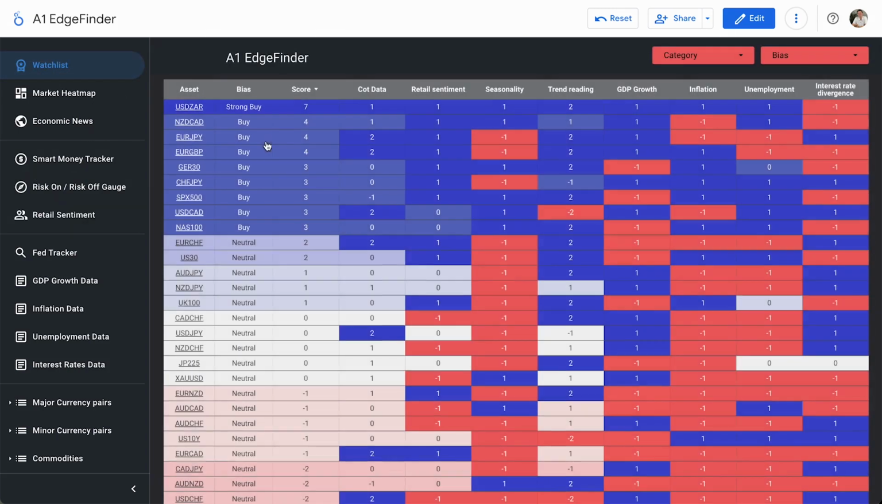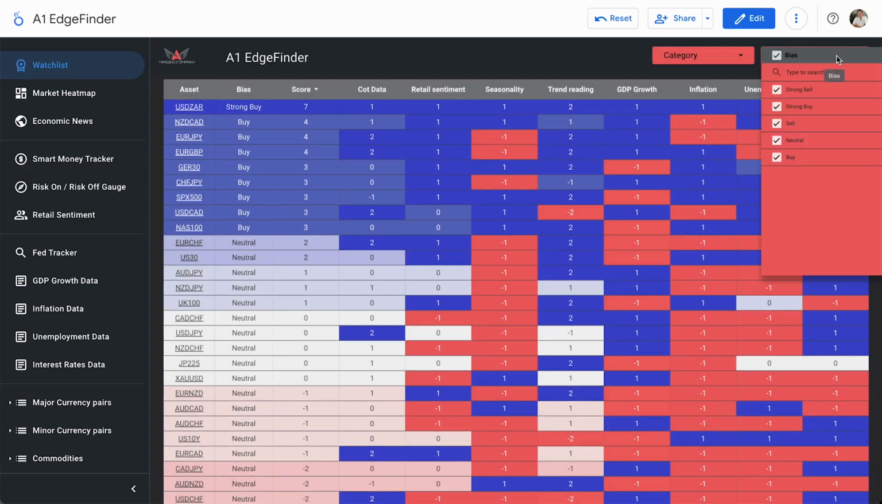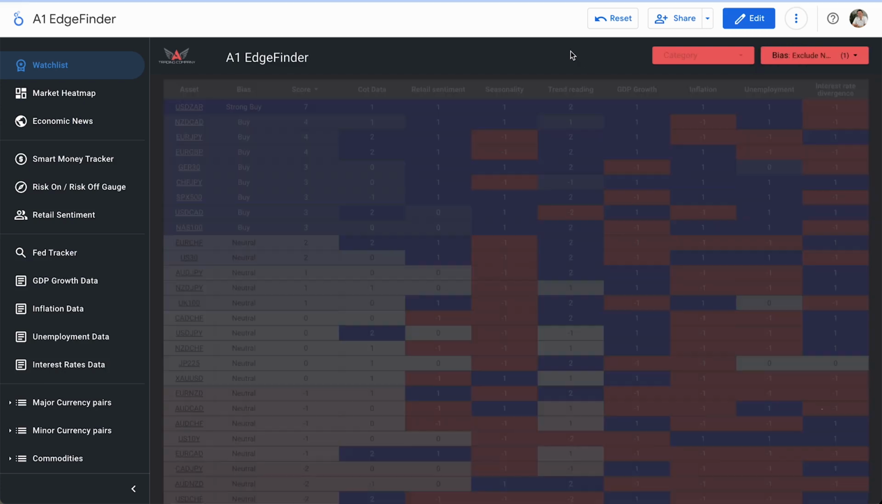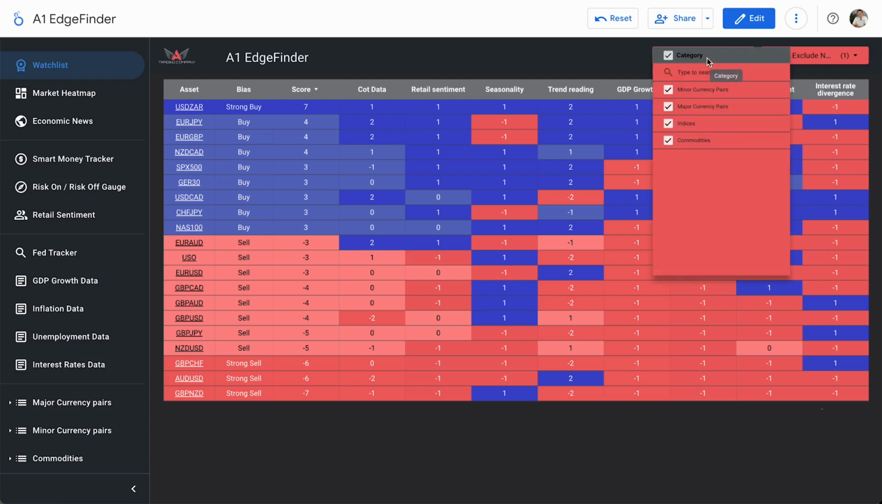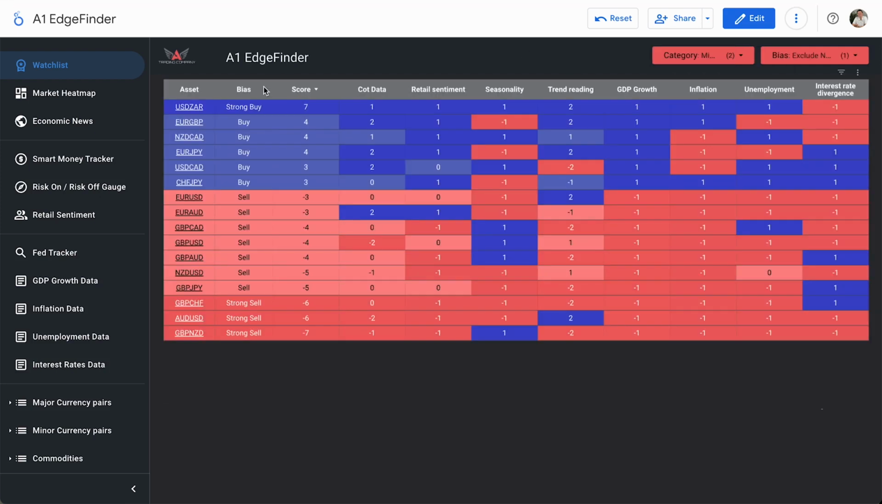Let's go back into the watch list and check out our buy and sell biases. So I'm going to remove the neutrals, and here are all of our buys and sells, but I'm also going to remove indices and commodities. I'll give you a second to take a look at some of these numbers. You can pause the video. These are all of our buys and sells that we currently have listed, but I want to focus on currency pairs only, so I'm going to remove indices and commodities.